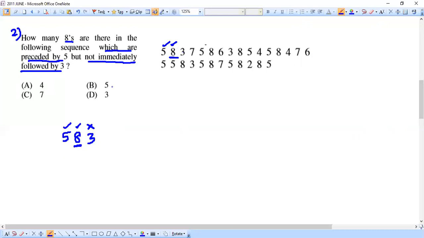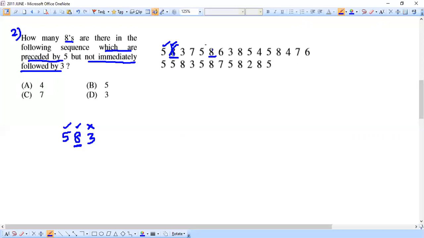See the question carefully: 8s which are preceded by 5 but not immediately followed by 3. That means after this 8, immediately we should not have 3. Here we have 3, so this 8 we should not consider. I think you are able to understand it. Search for the next 8 in the list. After this 8, we have the next 8 appearing here.